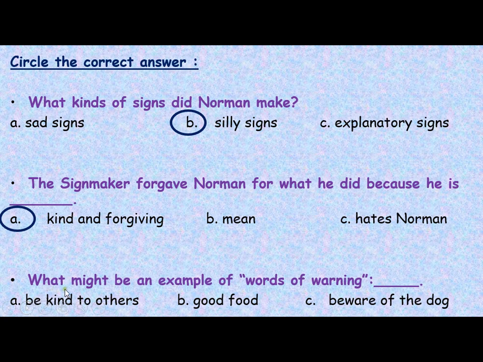Number 3. What might be an example of words of warning? Warning. Be kind to others? Or good food? Or say, beware of the dog. Excellent job. Beware of the dog is an example of words of warning. Great job, kids.